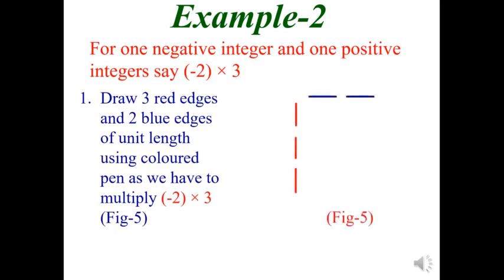Figure 5. Look at this figure. So here we have taken 2 blue edges and 3 red edges. 2 blue edges because minus 2 is there. 3 red edges because plus 3 is there. We have to multiply minus 2 and 3. So this is our figure 5.